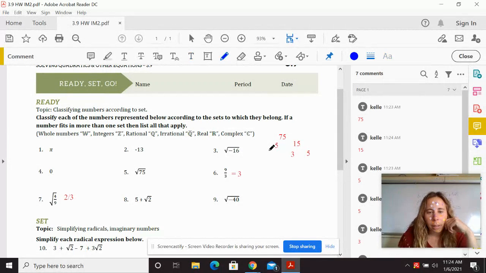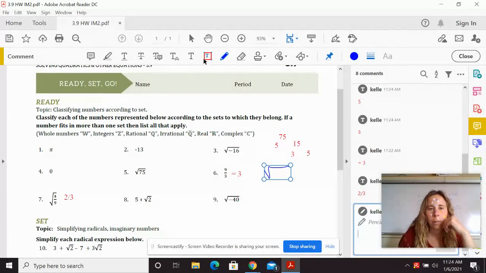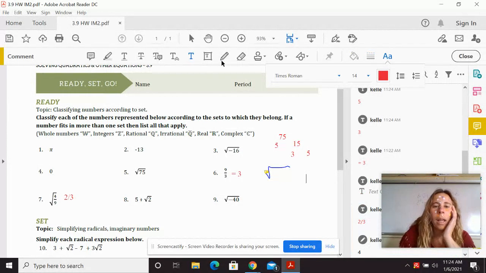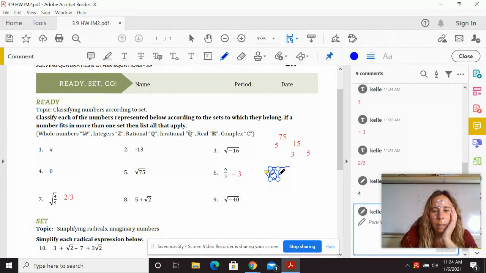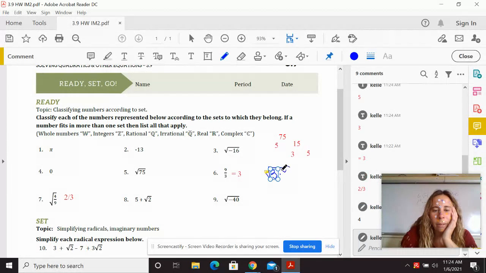let me get a little pencil out. So if you were to write the square root of 75, you would rewrite it with the prime factors. I can't write in there. Okay, back to the pencil. So you would write your prime factors in there. So it would be 3 times 5 times 5.